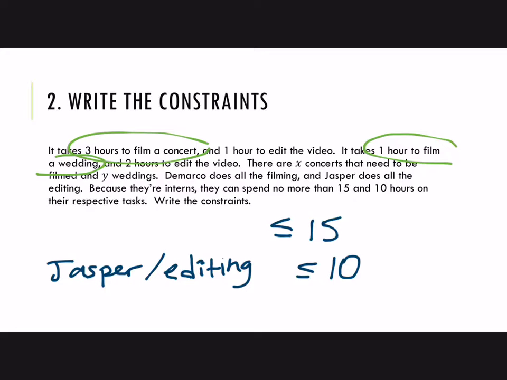Right. So this is another one of those standard form ones. Time spent on one thing, the concerts, plus time spent filming the weddings. And in this case, it's got to stay no more than 15 hours altogether. All right, so it's 3 hours per concert times X number of concerts. And he spends 1 hour for each wedding, filming that, times however many weddings there are, Y weddings.